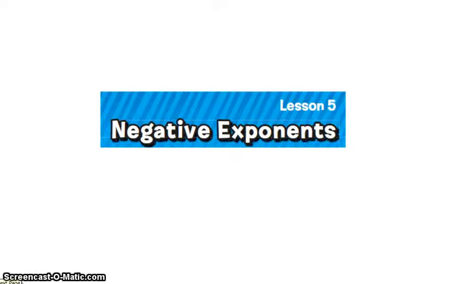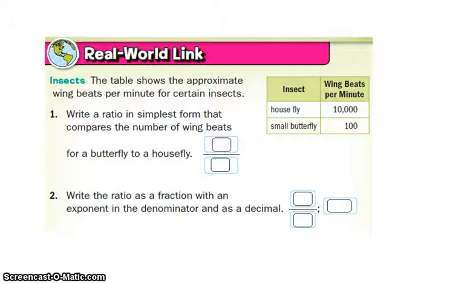So let's take a look at your opener. The table shows the approximate wing beats per minute for certain insects. We're looking at a housefly and a small butterfly, and this is their wing beats per minute. A housefly can beat their wings 10,000 per minute, and a small butterfly can do it 100 times per minute. Number 1, write a ratio in simplest form that compares the number of wing beats for a butterfly to a housefly. So butterfly will be on top, housefly will be on the bottom.